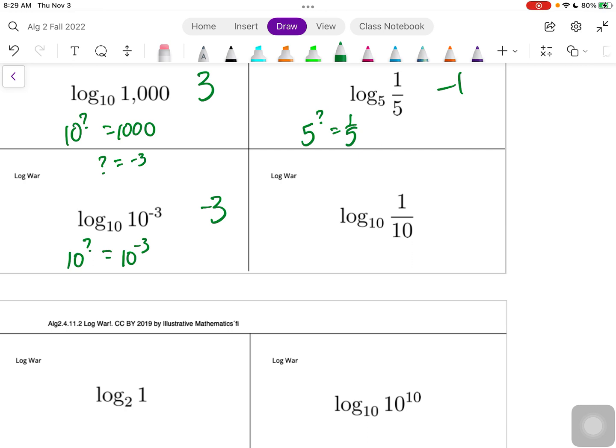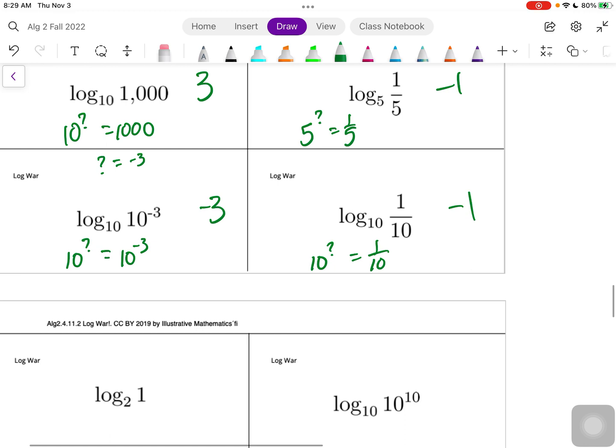So then in the next one, we have log base 10 to what power, so the base is 10, to what power is equal to 1/10. And again, we're not changing the base number, so it's a 1, but we're making it a fraction, so it's -1.